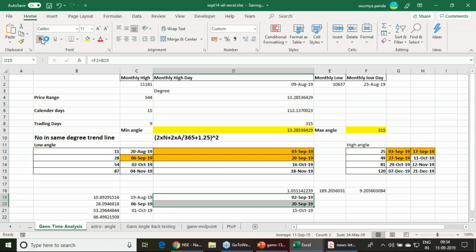So 2nd and 6th are already over. 20th September is the only one remaining. So if these days fall on a holiday, then what will happen? If the 2nd or 6th or 20th is falling on a holiday, then when will the trend reversal take place? Yesterday I told you, it will be the next working day, the coming working day, the future working day. So on the next working day, the trend reversal is going to take place.